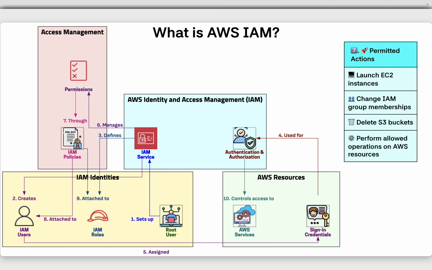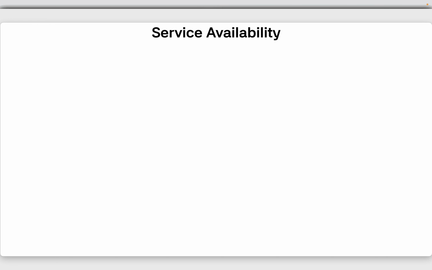Once a principal, which can be user, role, etc., is authenticated and authorized, they can perform actions on resources within your AWS account, such as launching new EC2 instances, changing IAM group memberships, or deleting S3 buckets.